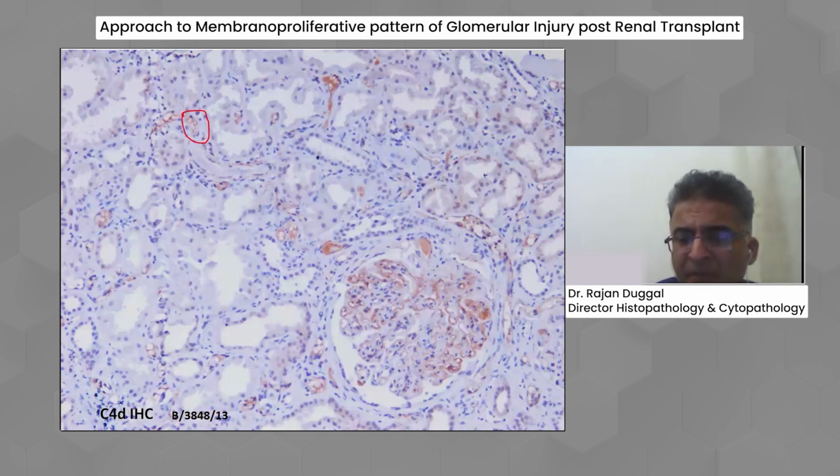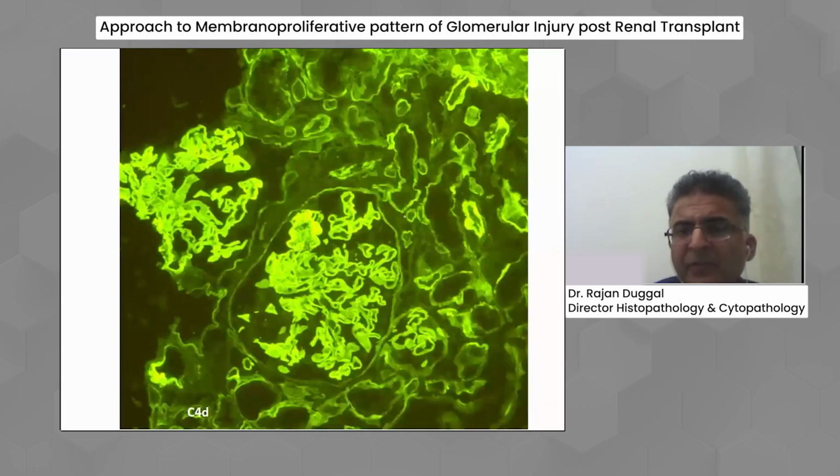This is a C4D immunohistochemistry, but this is a C4D immunofluorescence. C4D immunofluorescence shows staining of the glomerular capillary wall. In addition to that, there is PTC staining also. So presence of staining in the peritubular capillaries as well as glomerular capillary wall staining confirms that possibly we are dealing with chronic antibody-mediated process or chronic antibody-mediated rejection.